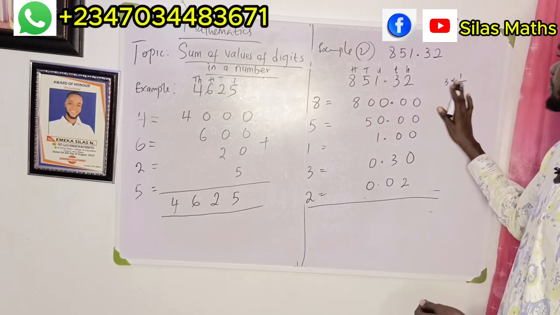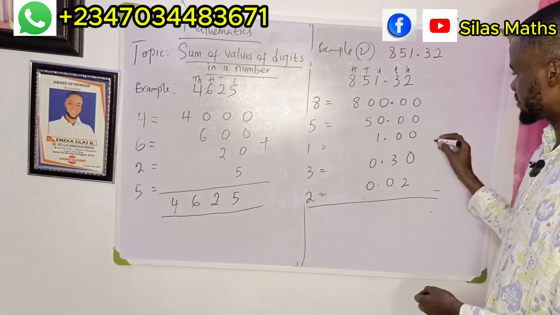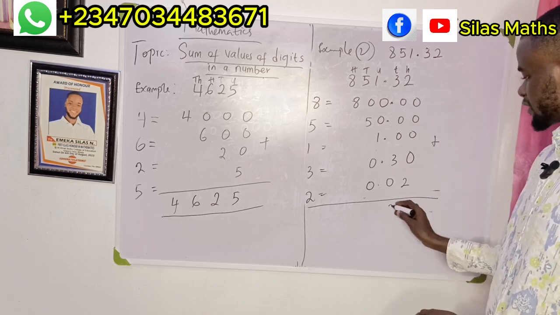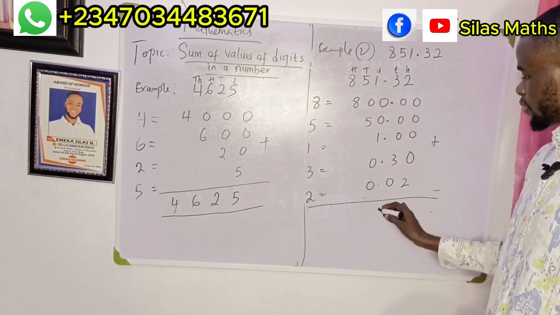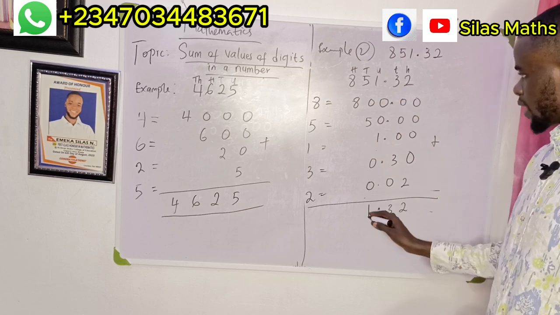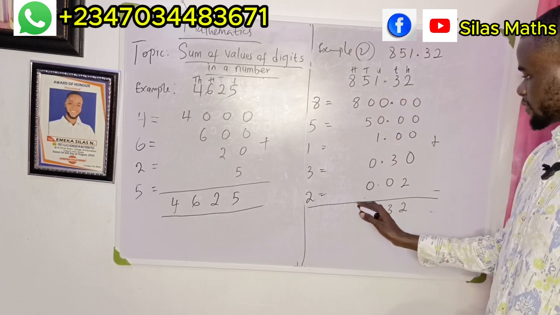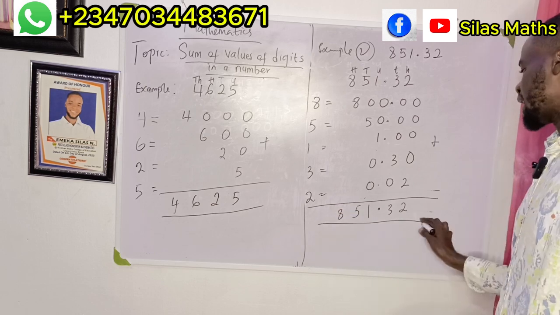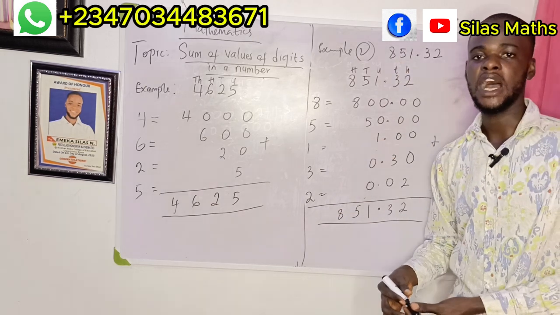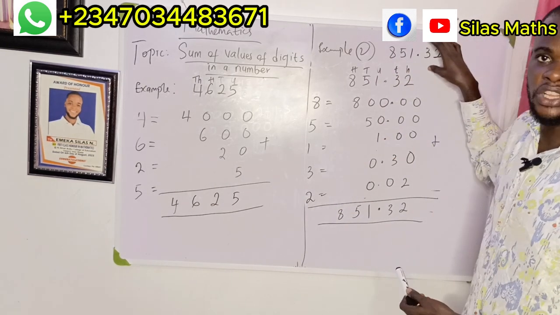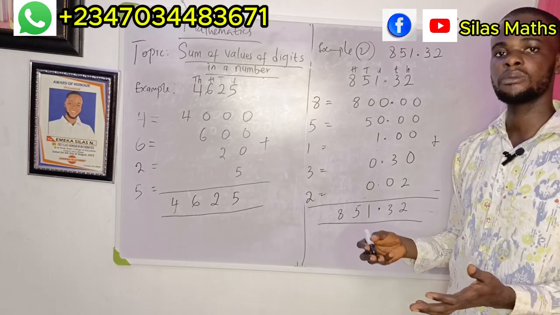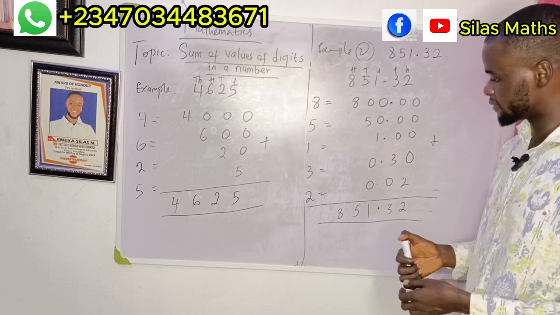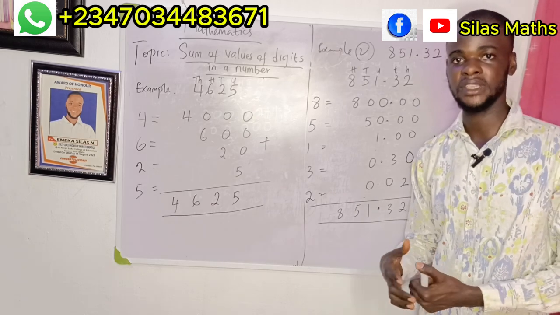Then after getting these, we'll go ahead and add. Let's find the sum. The sum simply means adding. Add this column, we have 2. Add this column, we have 3. Bring down our point. Bring down 1. This column we have 5. Then the last column we have just 8. And that takes us back to our given number. So whenever you sum the values of digits in a number, it will give you the number itself. Alright, we're going to be pausing it here for now.